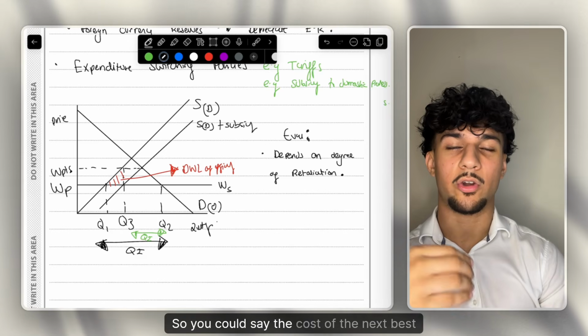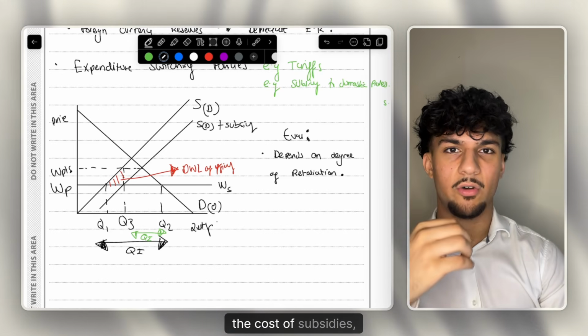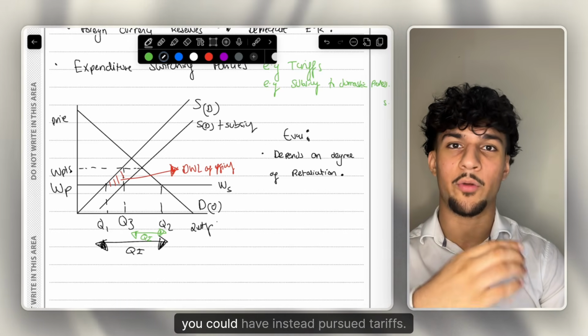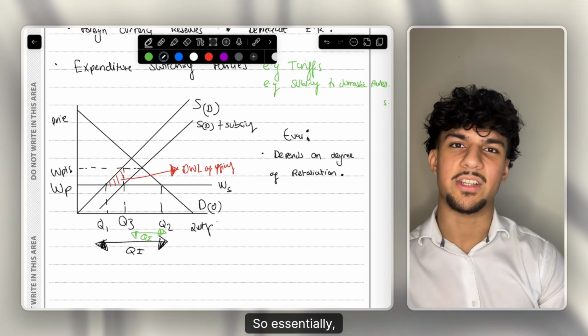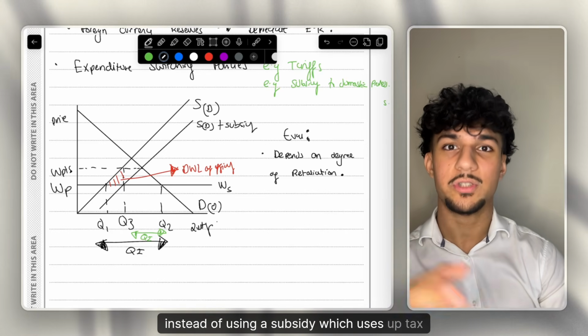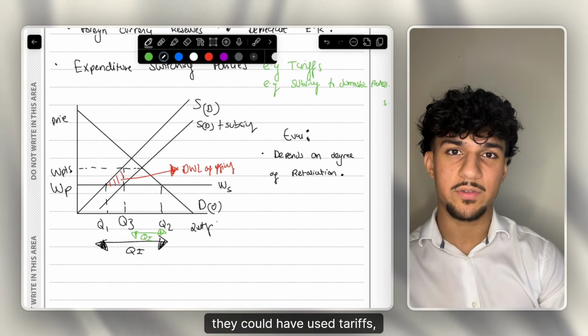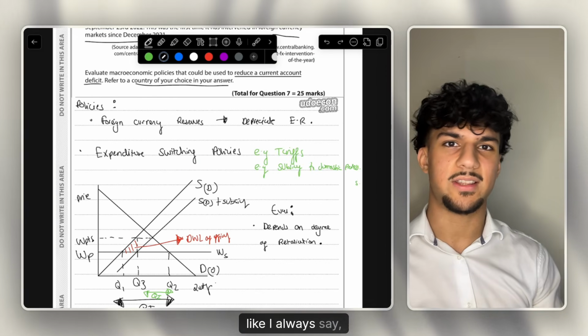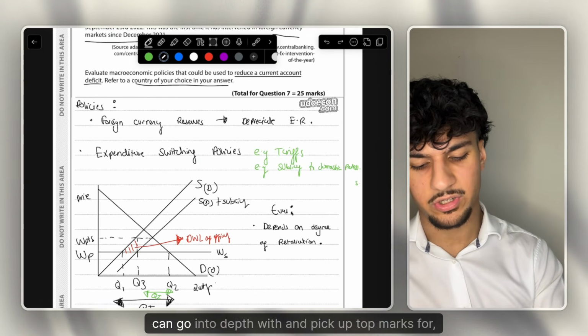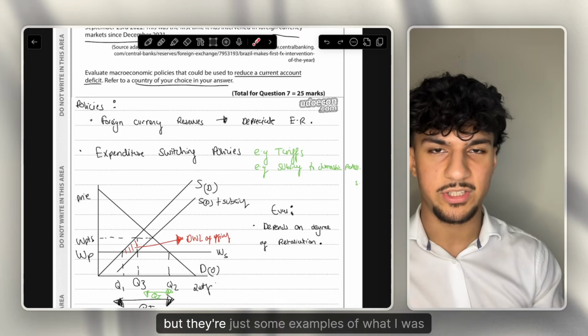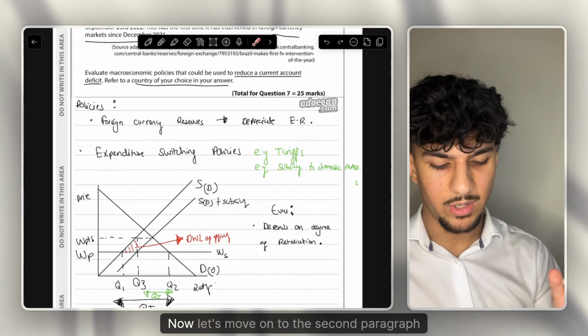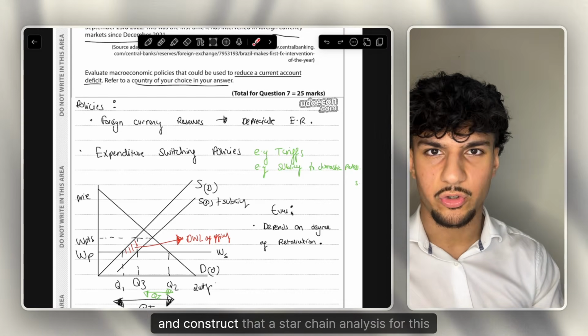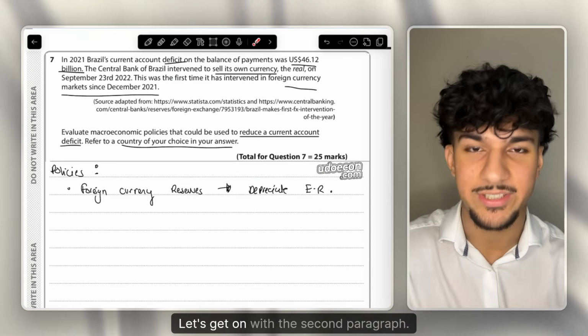So you could say the cost of the next best alternative, the cost of subsidies, the opportunity cost, you could have instead pursued tariffs. So essentially, instead of using a subsidy which uses up tax revenue, they could have used tariffs which make tax revenue. Now, like I said, there are several different evaluation points you can go into depth with and pick up top marks for, but they're just some examples of what I was thinking. Now, let's move on to the second paragraph and construct that A-star chain of analysis for this one. Let's get on with the second paragraph.